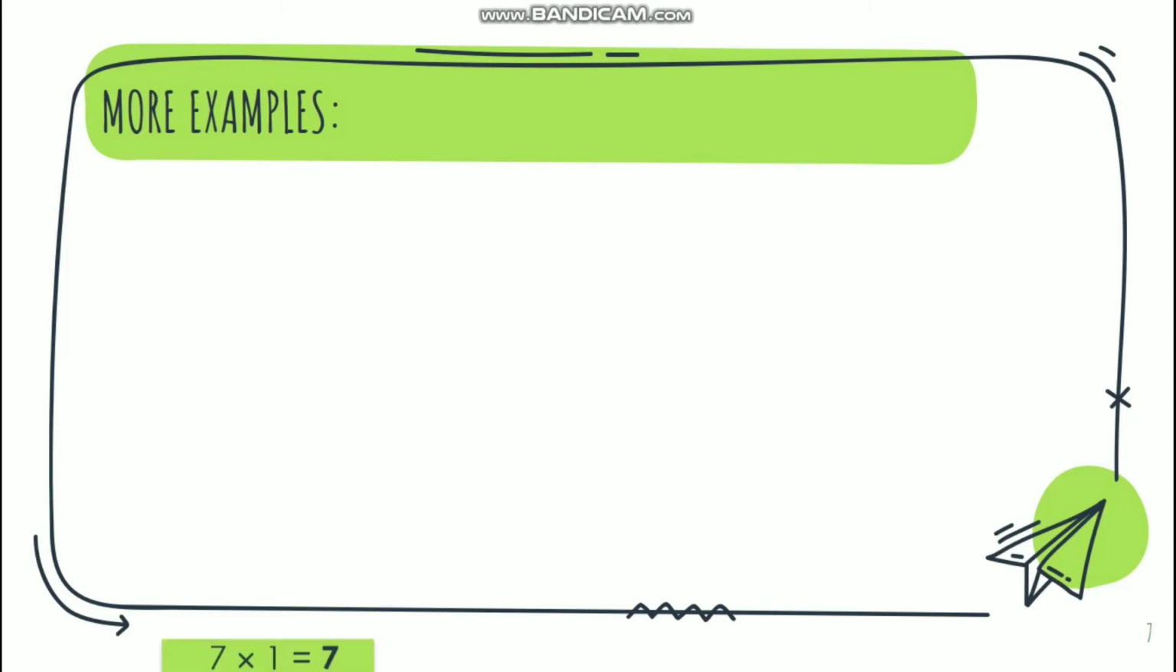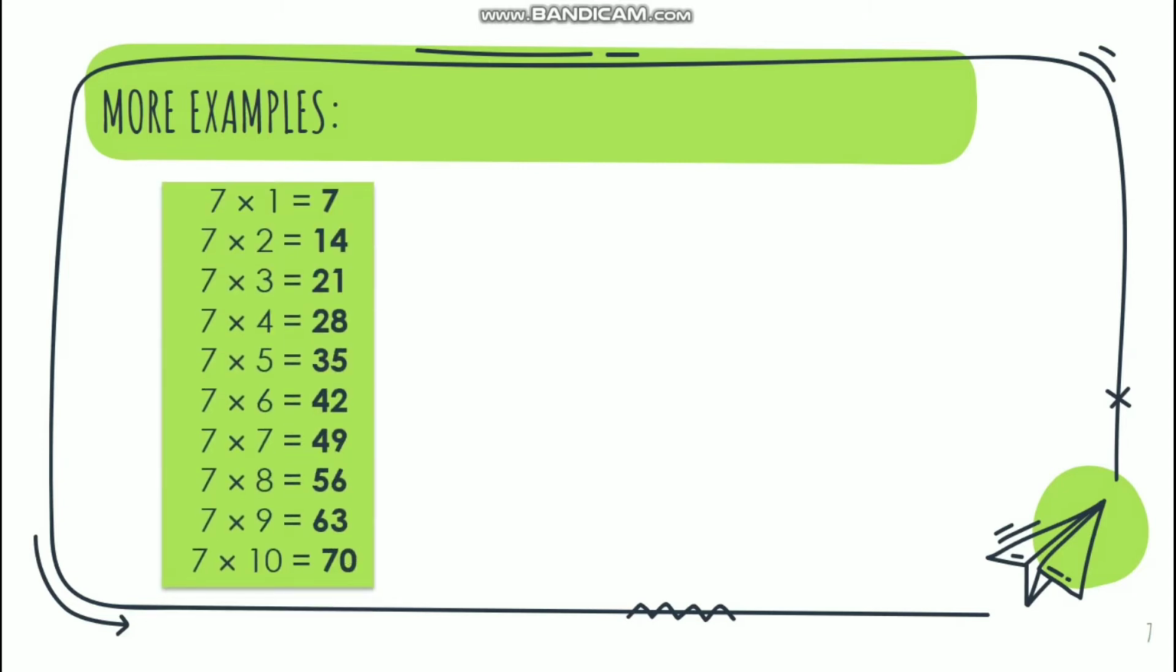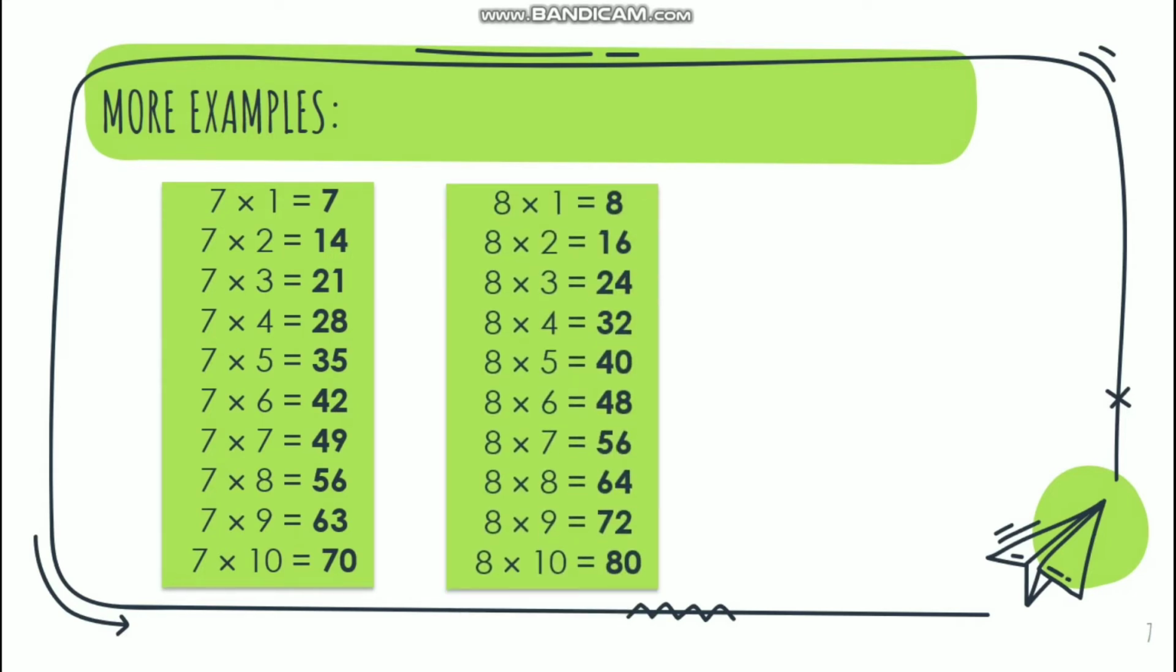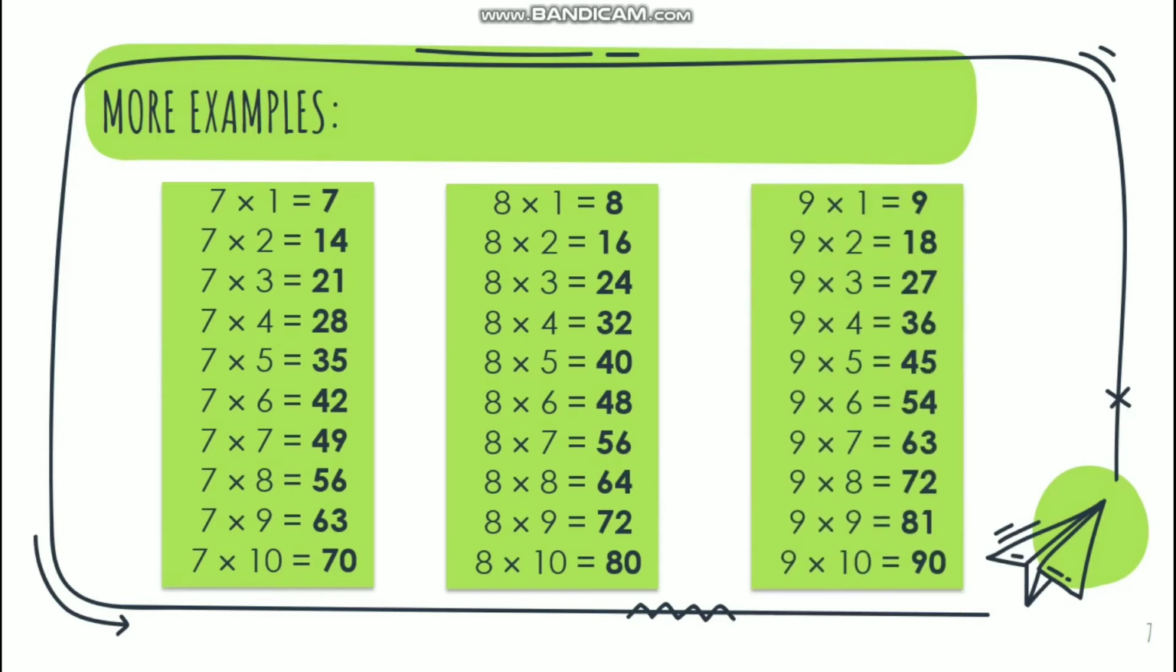So here, let's have the first 10 multiples of 7. So we have 7, 14, 21, 28, 35, 42, 49, 56, 63, and 70. Let's have the first 10 multiples of 8. 8, 16, 24, 32, 40, 48, 56, 64, 72, and 80. The first 10 multiples of 9 are 9, 18, 27, 36, 45, 54, 63, 72, 81, and 90.